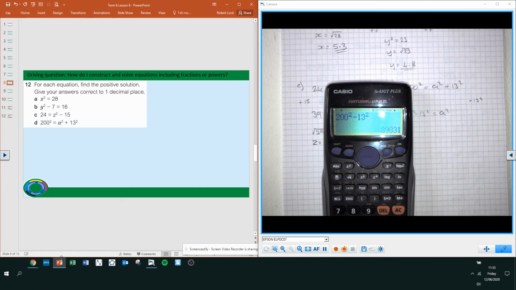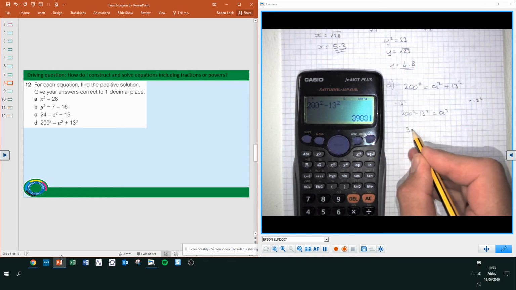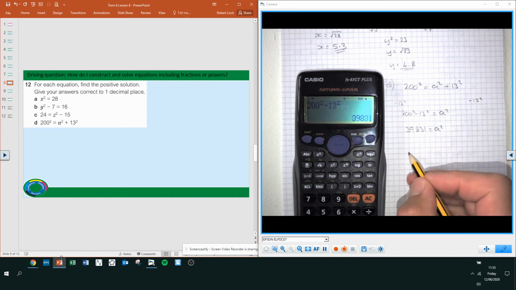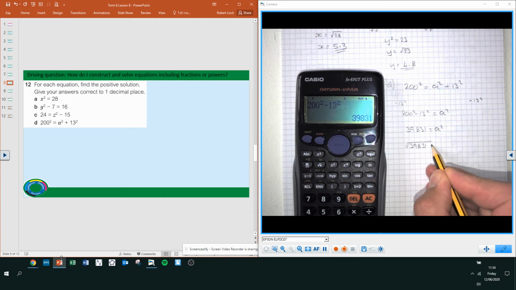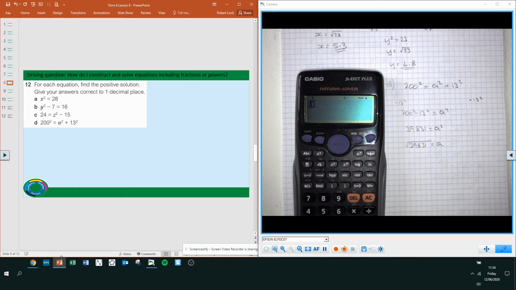We keep things easy on a calculator. 20 squared minus 13 squared gives us an answer, 231. So 231 equals a squared. So we want the square root of 231 to give us a on its own. Press my square root key, press my answer key, brings the answer back in from the last question, and it comes out as 15.198. We want one decimal place.